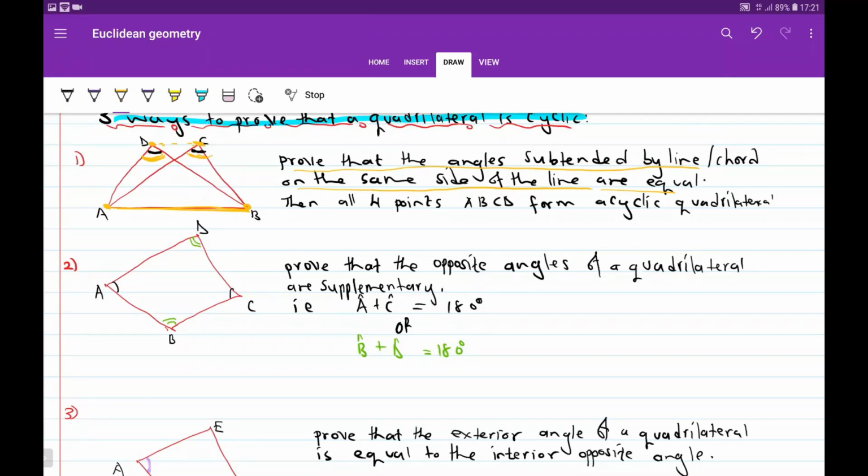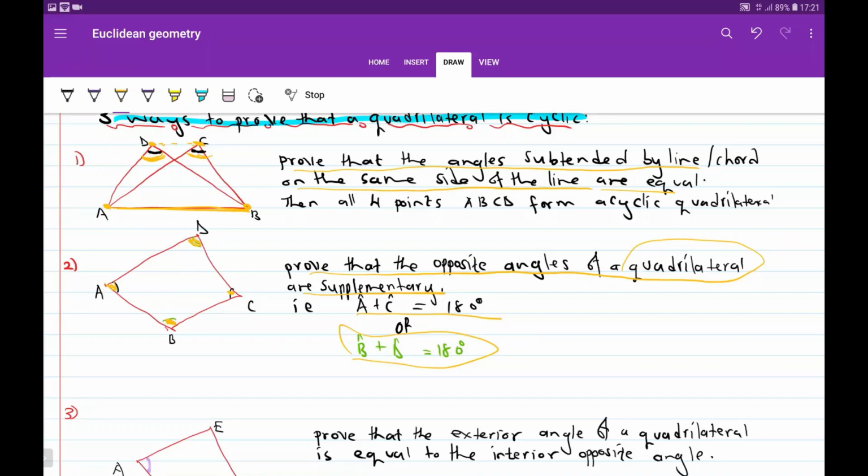Then case number 2 is the popular one. Prove that the opposite angles of a quadrilateral are supplementary. So you have to prove that when you add angle A and angle C, you get 180 degrees, or when you add angle B and angle D, you get 180 degrees.